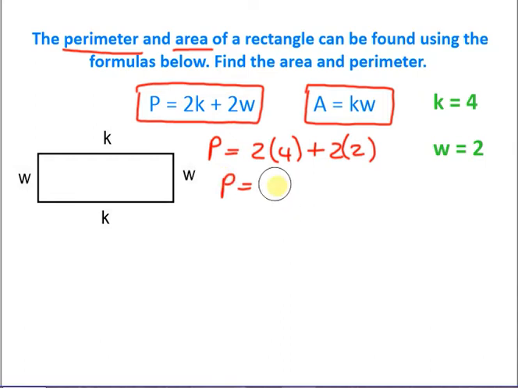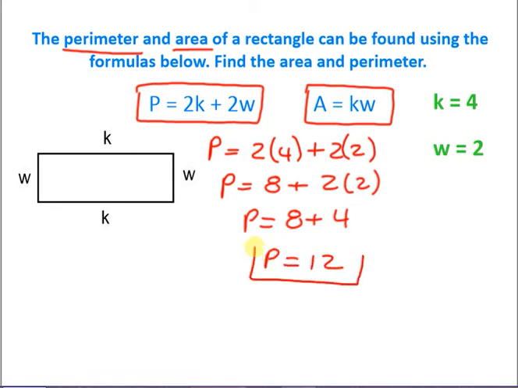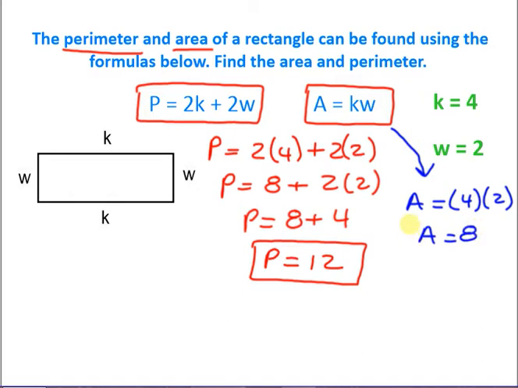2 times 4 is 8. Plus, rewrite the rest of the problem, P equals 8 plus 2 times 2 is 4. Add those together, P equals 12. So the perimeter equals 12. Now we have to solve for the area, and I'm going to draw an area over here. Okay, so A equals, K is 4, and W is 2, and they're next door to each other, which means multiplication. So A equals 4 times 2 is 8, and that's it.